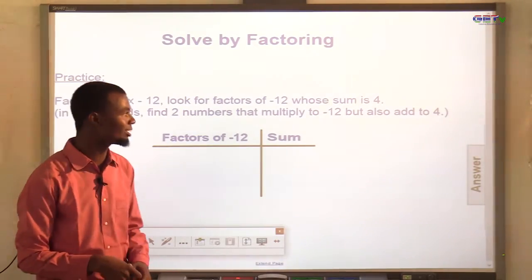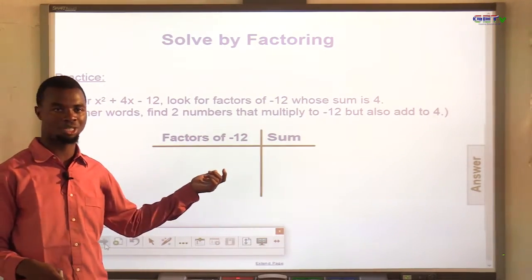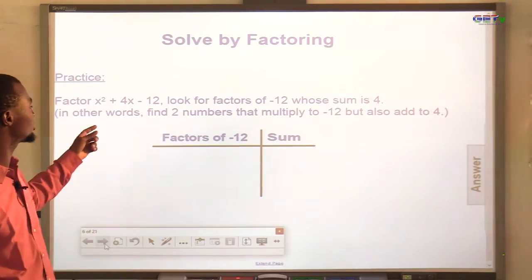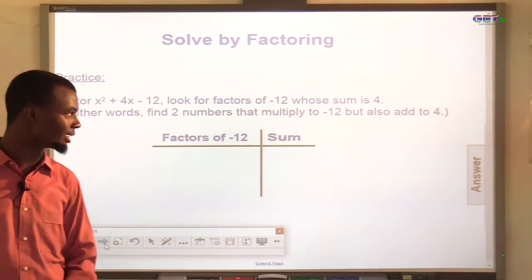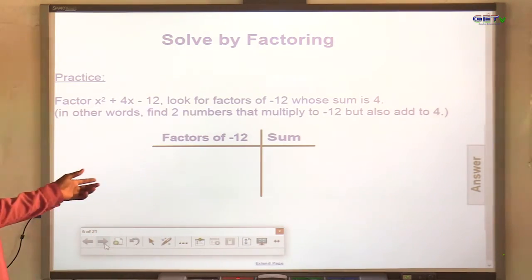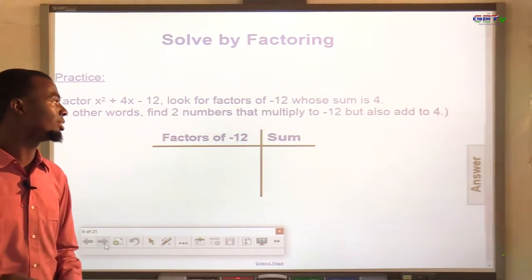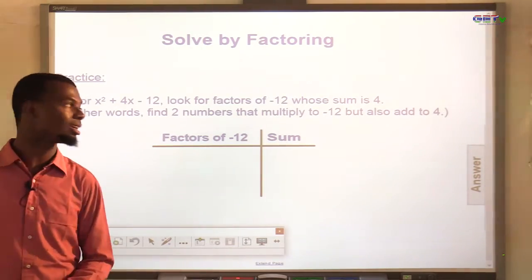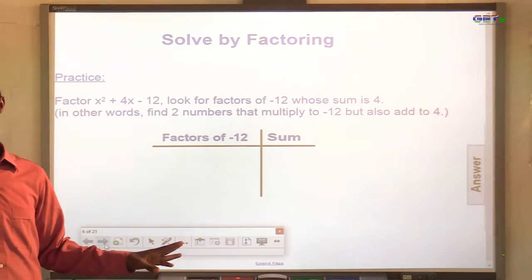Solve by factoring. It's a similar equation, or a similar expression. We have to factor x squared plus 4x minus 12. Look for the factors of negative 12 whose sum is 4. In other words, find 2 numbers that if you multiply will give you negative 12. Also, if you add the 2 numbers, you will have 4. That is what you need to do.